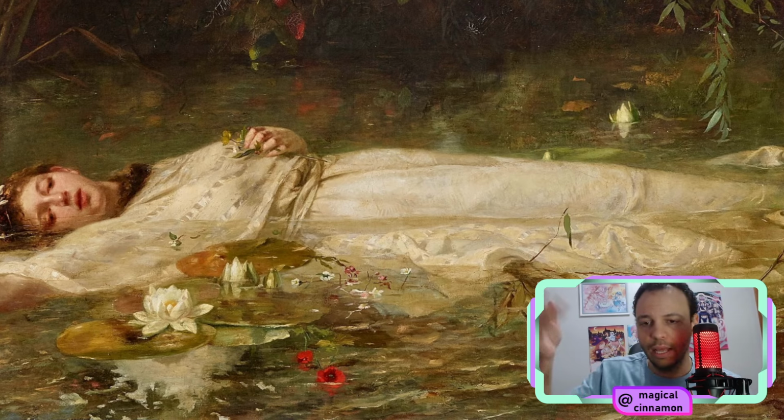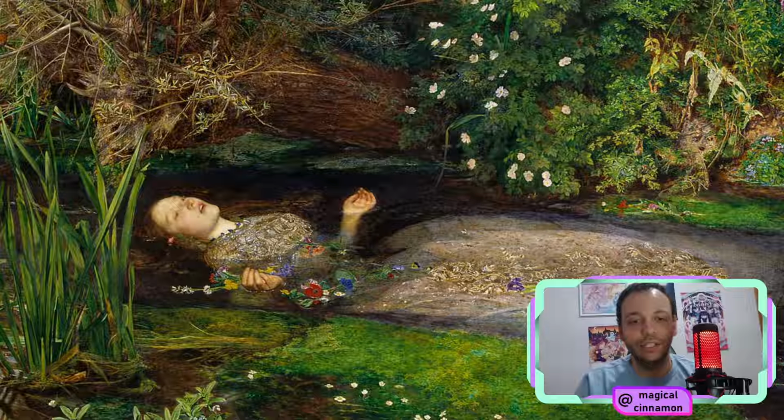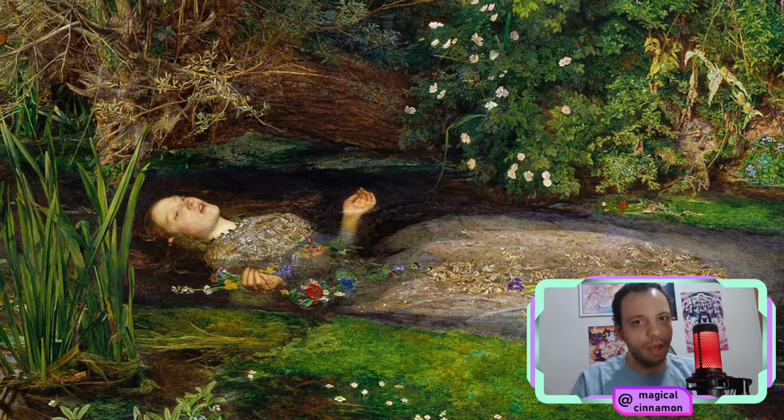This one that we're showing on screen right now is a painting by Friedrich Wilhelm. I'm sorry if I'm pronouncing it wrong. And this one is a painting by John Everett Millais. And those are some of the most iconic Ophelia paintings throughout history.